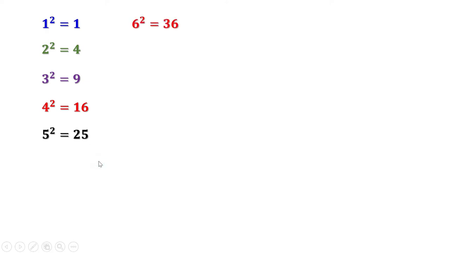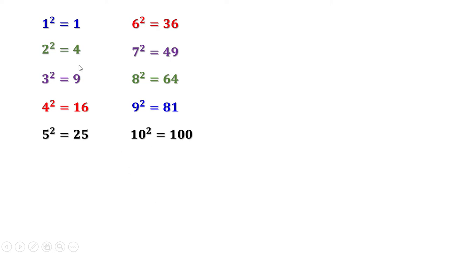6 square is 36. Therefore, squares of numbers ending in 6 end in 6. 7 square is 49. Therefore, squares of numbers ending in 7 end in 9. 8 square is 64. Therefore, squares of numbers ending in 8 end in 4. 9 square is 81. Therefore, squares of numbers ending in 9 end in 1. 10 square is 100. Therefore, squares of numbers ending in 0 end in 0.